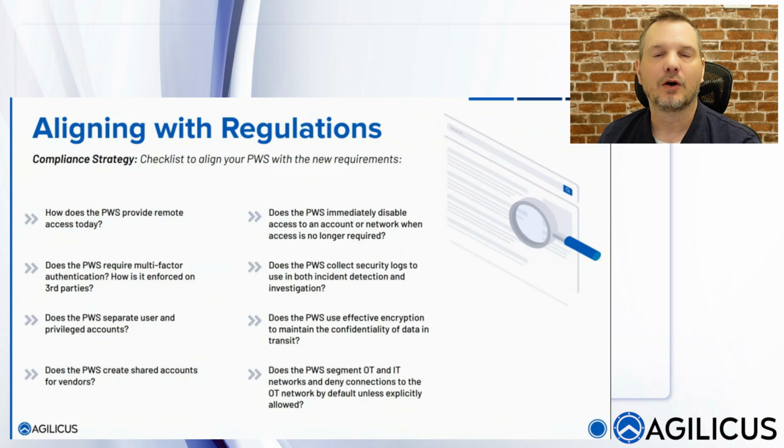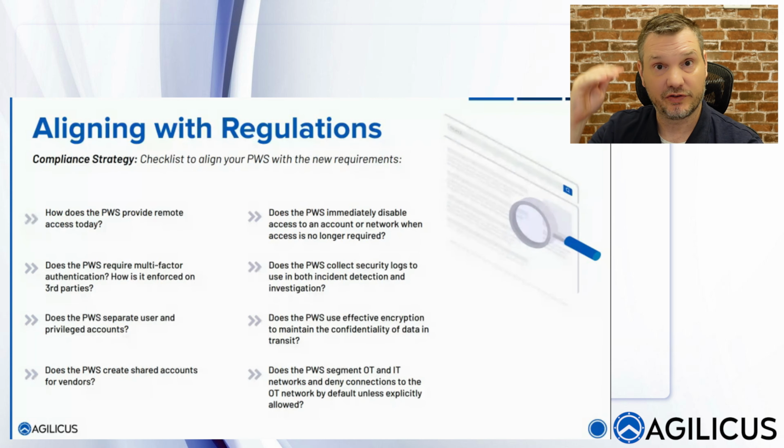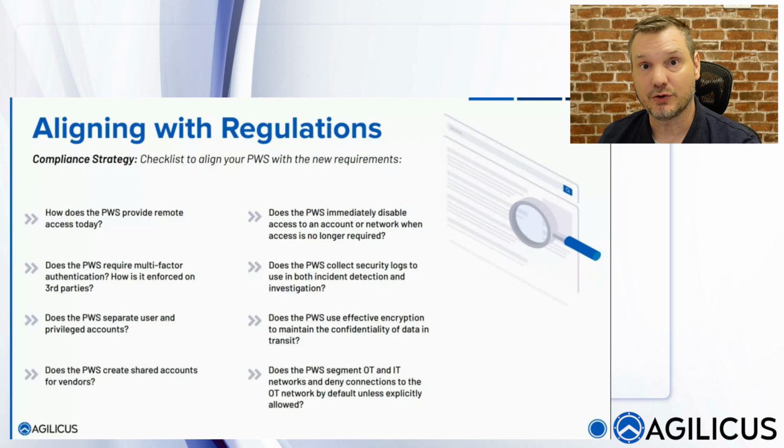Lastly, one that's quite often already implemented. How do I segment my OT and my IT? Do I have a DMZ in my public water system? Do I deny all connections to my OT network? Do I have a true air gap? Do I need to make exceptions in my firewalls, both at the IT, but also in between the IT and OT and my DMZ? And what are those exceptions, and how do I track them?